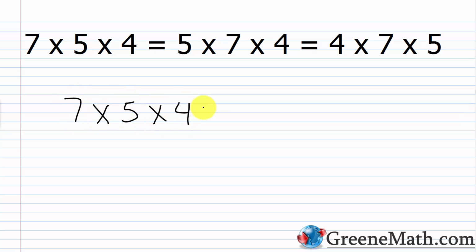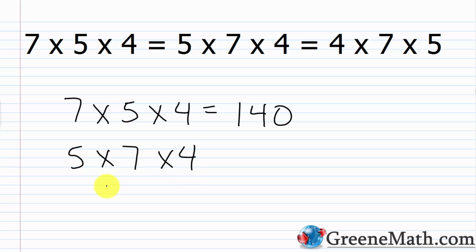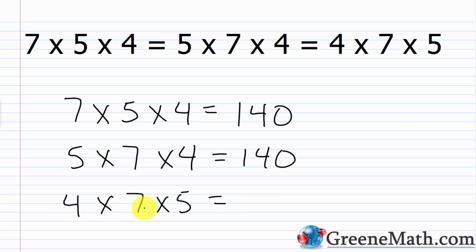7 times 5 times 4, 7 times 5 is 35, 35 times 4 is 140. Now if I do it this way, 5 times 7 times 4, well, we already know that 5 times 7 and 7 times 5 are the same, so we know we would get 5 times 7 is 35, and then 35 times 4 is 140. And then if I do it this way, 4 times 7 times 5, well, I could do 4 times 7, that's 28, and then multiply times 5, that's also 140.